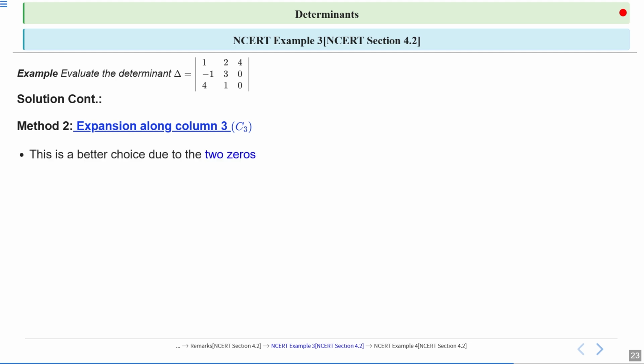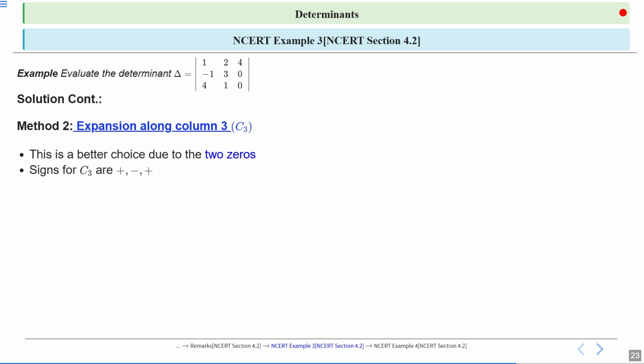When we expand along column 3, this is a better choice due to the 2 zeros. In this column 3, there are 2 zeros present. So the calculation is much easier compared to expanding along any of the rows. The signs for C3 are plus, minus, plus.